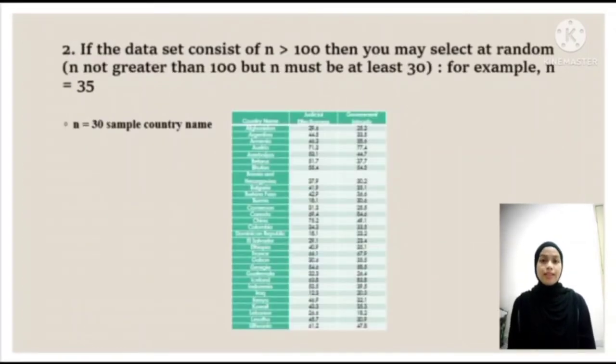Okay, the next slide is for question number 2. This question is related to question number 1, because we need to select random data, at least 30 data sets, to be the sample. So we decided to choose 30 sample data of country names.